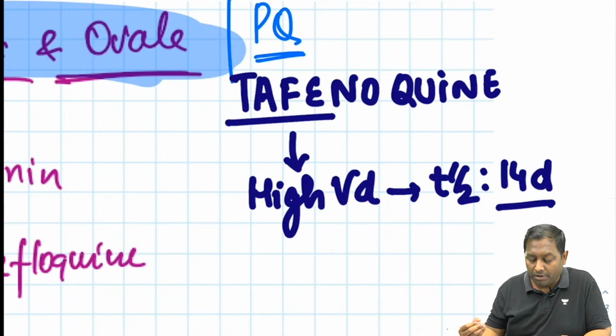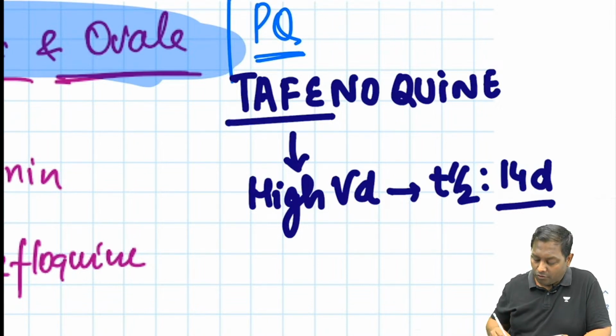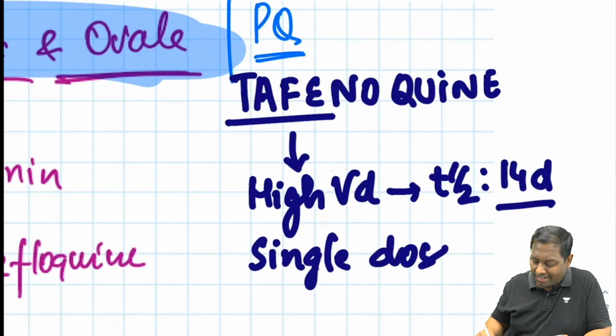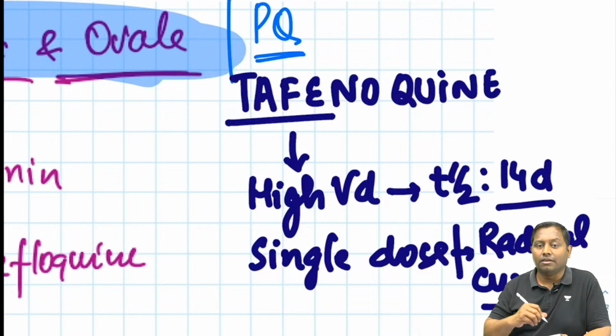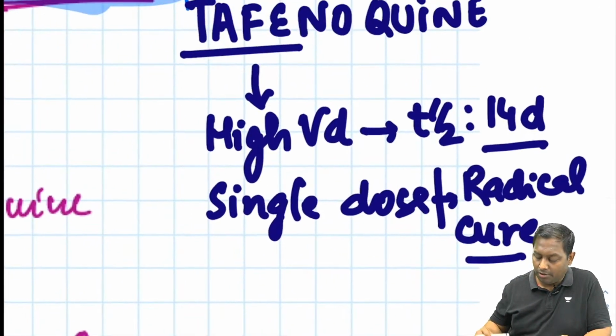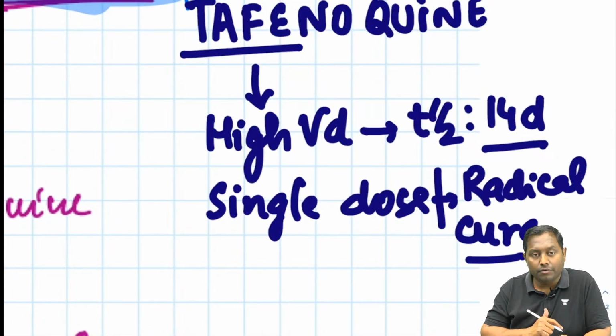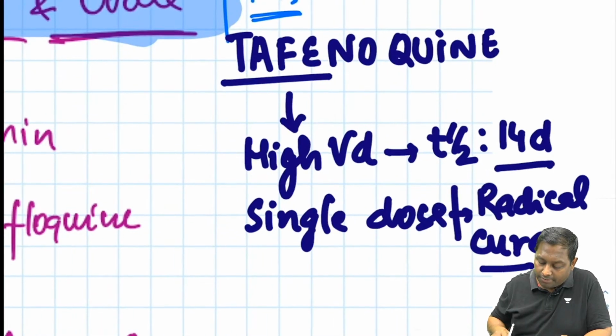Because of the high volume of distribution, the T half-life is usually around 14 days. If you see primaquine in Ovale, it is given for 14 days. Tafenoquine as a single dose में ही it can cause a radical cure. So that is why I say it's very tufani drug, no? Single dose is enough, right? It is causing the radical cure in a single dose. Okay, so tafenoquine, it's a very, very tough drug.